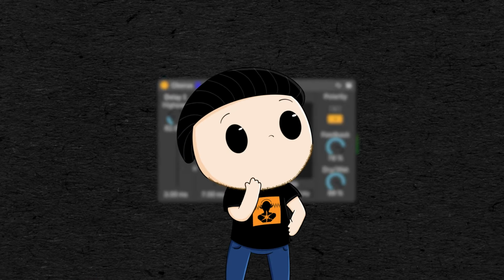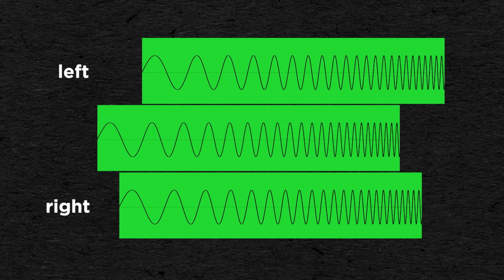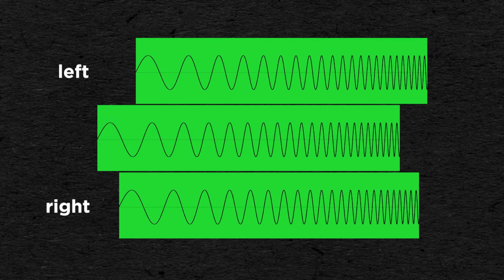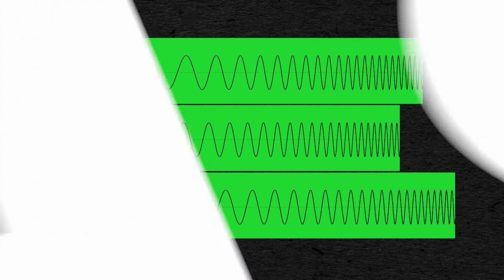Also, some chorus effects are called stereo chorus. This stereo effect is achieved by delaying the left and the right channel differently with two different LFOs that have different speeds. So it will pitch shift the left and the right channel differently as well.